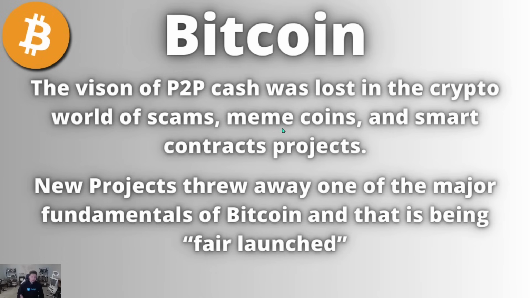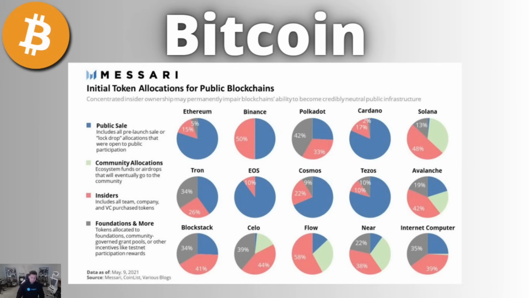So the vision of peer-to-peer cash was lost in the crypto world of scams, meme coins, and smart contract projects. New projects threw away one of the major fundamentals of Bitcoin, and that is being fair launched. What fair launched means is that when the coin is created, no one gets an allocation of the coin. No private investors, no team, no company gets any allocation of the coin in the very beginning of the project. That makes the project a lot more sound and also remains decentralized.